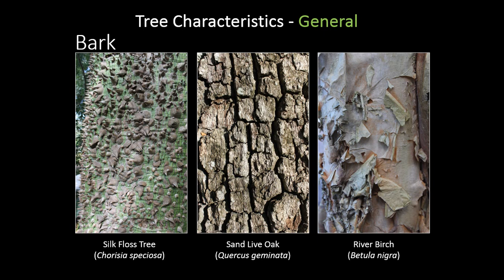Things like sand live oak, less distinctive but still telling. The blocky, thick bark that this oak has is also an indication that it's kind of fire resistant. A lot of oaks have thick bark that insulates them against fires, and that helps them stay in a savanna-like state.